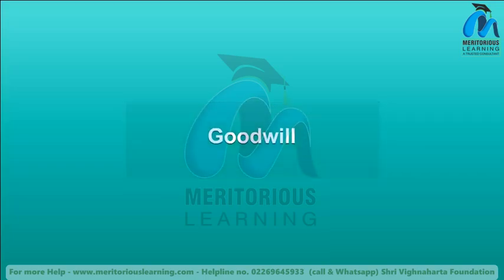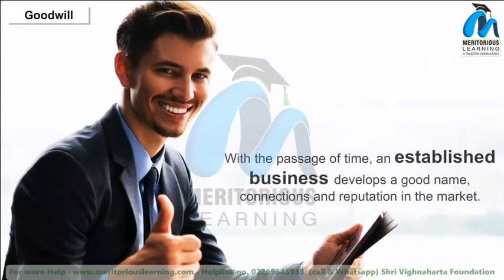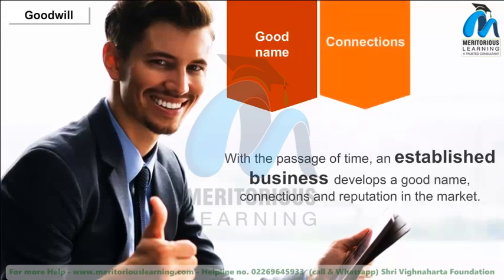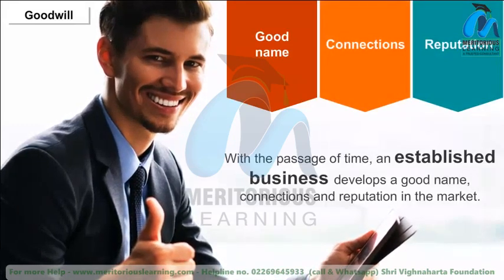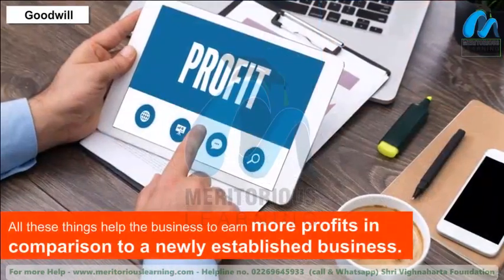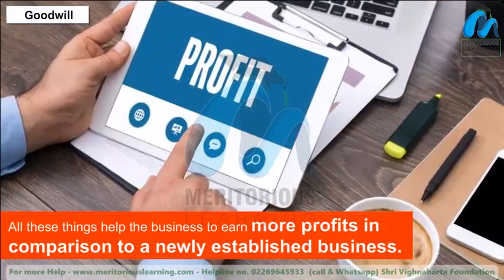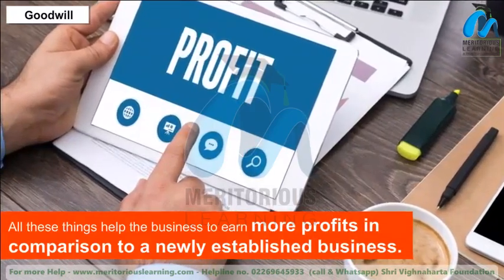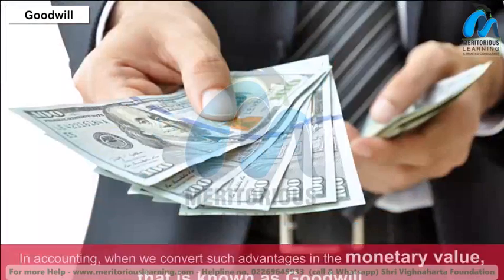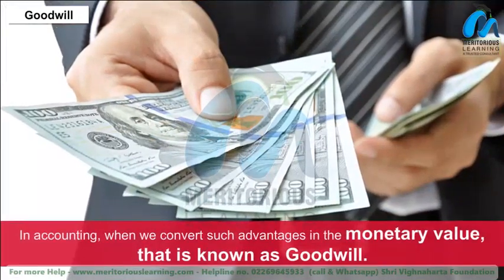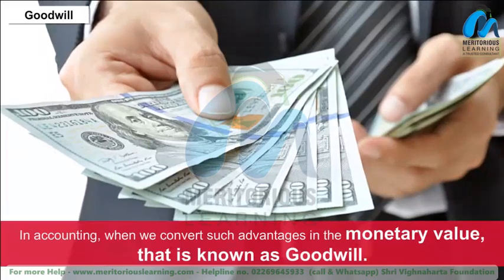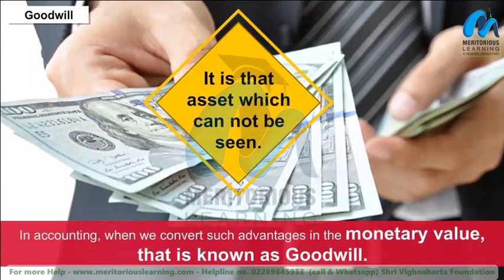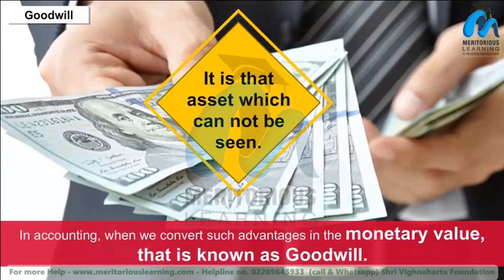Goodwill. With the passage of time, an established business develops a good name, connections, and reputation in the market. All these things help the business to earn more profits in comparison to a newly established business. In accounting, when we convert such advantages into monetary value, that is known as goodwill. It is that asset which cannot be seen.